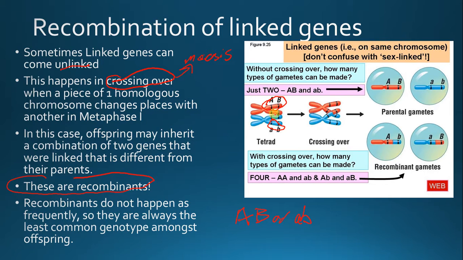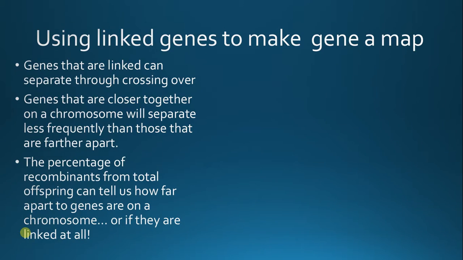But if these chromosomes cross over and the recessive B from this chromosome switches to this one, we could get gametes that look like dominant A, recessive B, or recessive A, dominant B. These are called recombinants, because they recombine the order of alleles from the parents. Recombinants do not happen as frequently, so they're always the least common genotypes among the offspring, okay? Always the least common. So let's take a look.